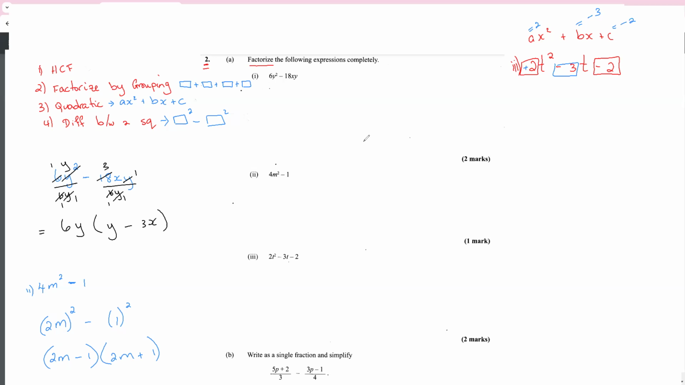So we're going to multiply b by c. So that will be negative 2 by 2. When we multiply negative by 2, don't forget your signs, very important. We get negative 4.